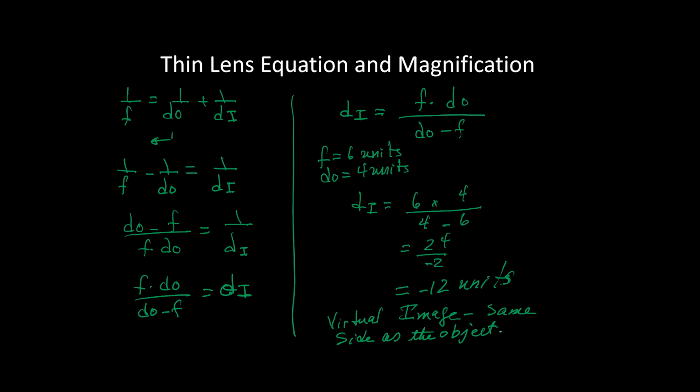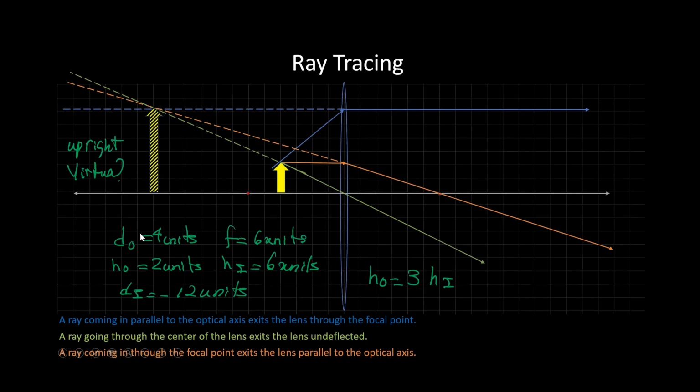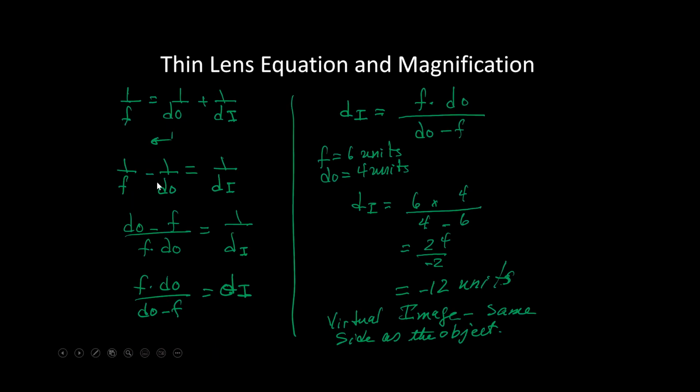And again, please go check the introductory video on thin lens terminology. And again, this is verified by this. They both sort of complement each other. If you do an exact ray tracing, we got 12 on the same side of the object, and it's virtual, which means whenever we do the magnification, it's going to show that it's upright, and then it's 3 times as large. All right, so let's do now the magnification.